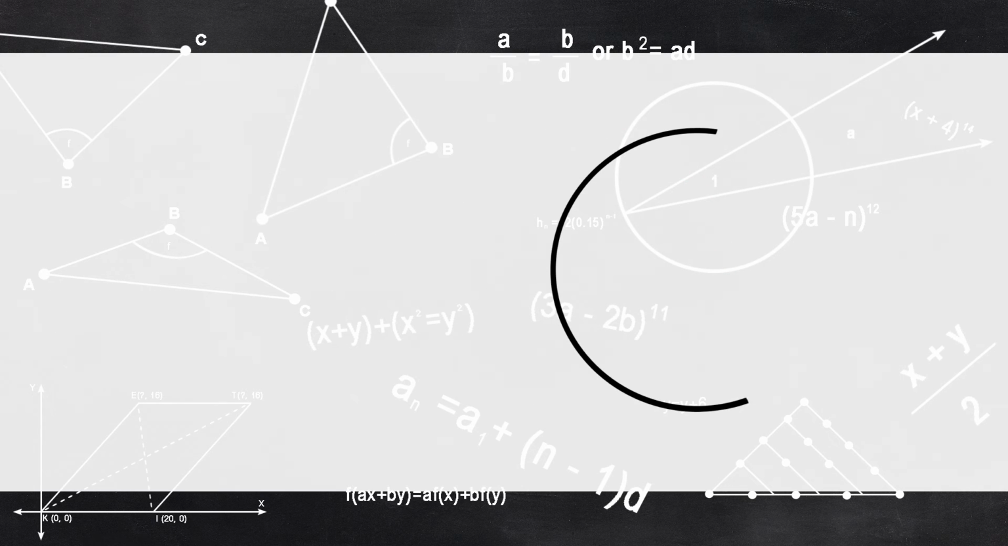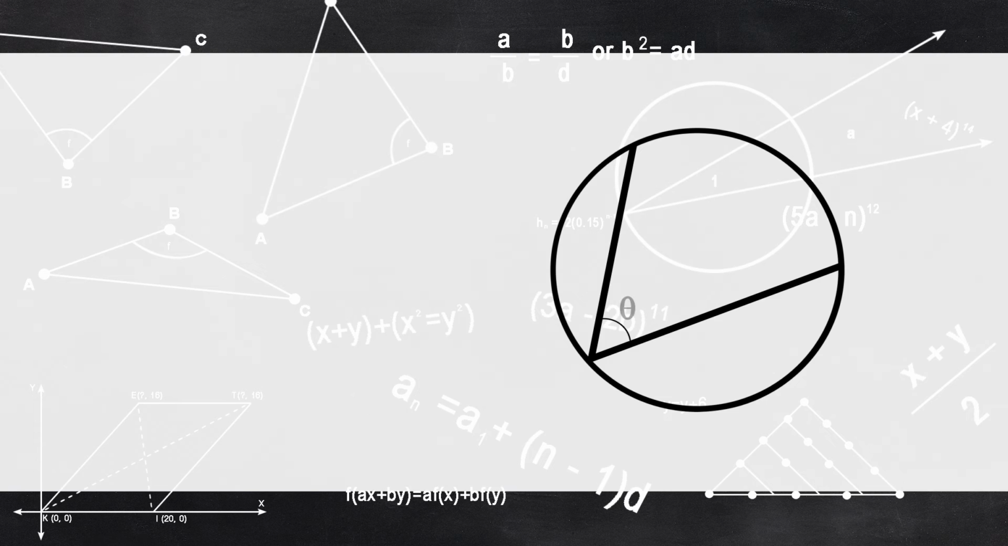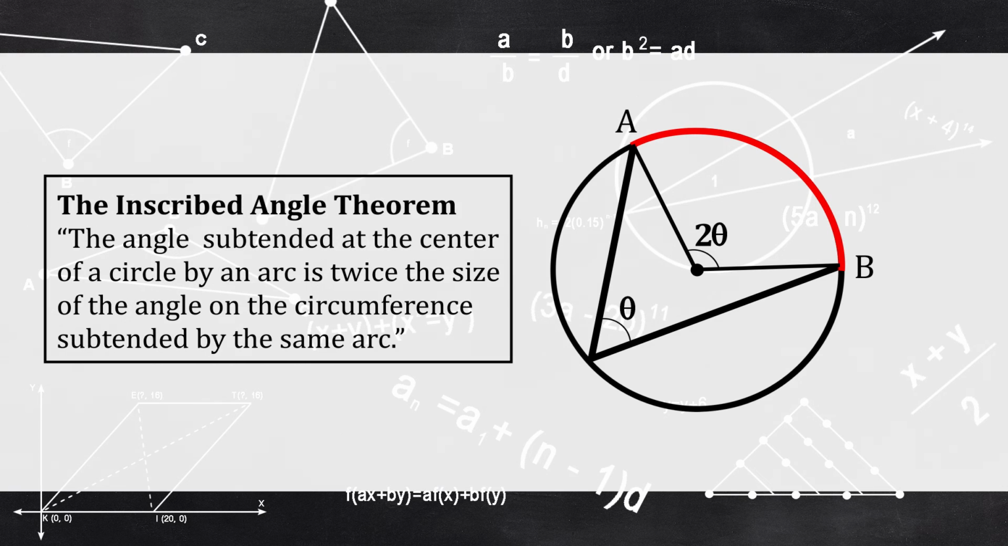Based on the previous definitions, the following theorem applies. The angle theta subtended at the center of a circle by an arc is twice the size of the angle on the circumference subtended by the same arc. In other words, the measure of the central angle is twice the measure of the inscribed angle subtended by the same arc. This is often referred to as the inscribed angle theorem.